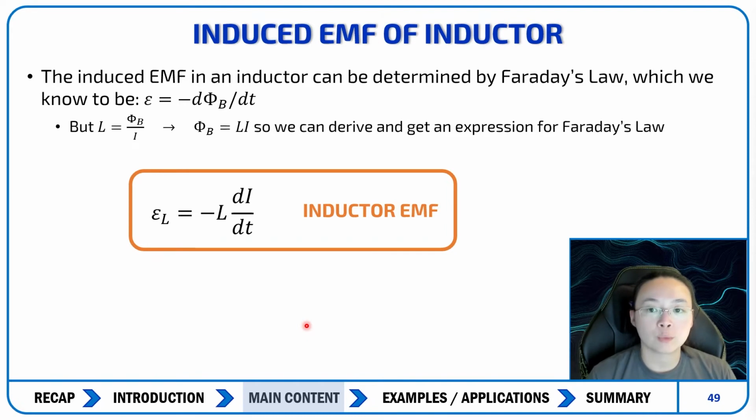So how do we determine the induced EMF of an inductor? The induced EMF in an inductor can be determined by Faraday's law, which we know to be epsilon equals negative dΦ/dt. But we also know that L for self-inductance is equal to flux over current, and so we can replace the term for flux with Li. So we end up with negative L di/dt so that we can quantify a change in current and relate that to the EMF within an inductor.